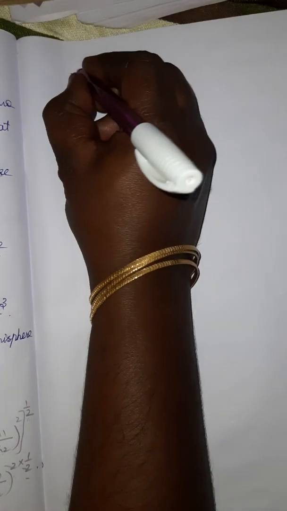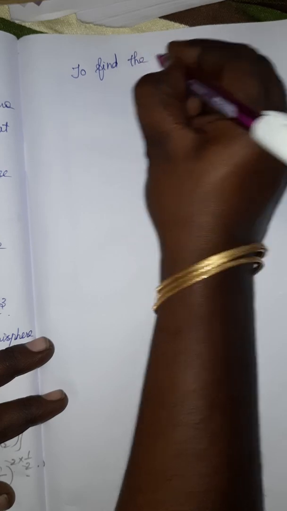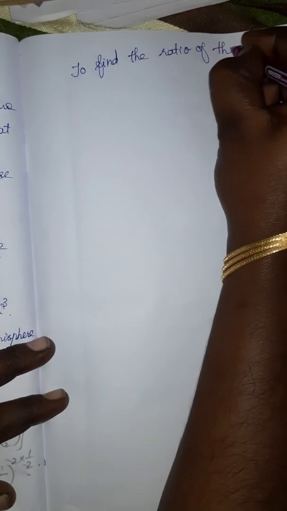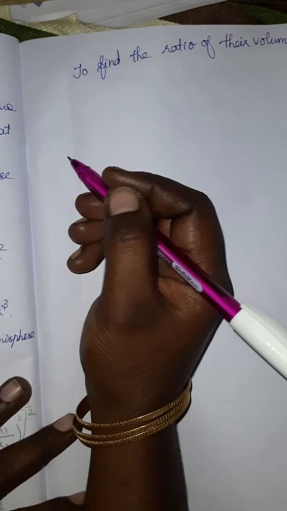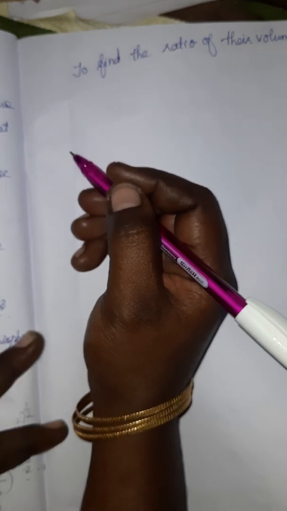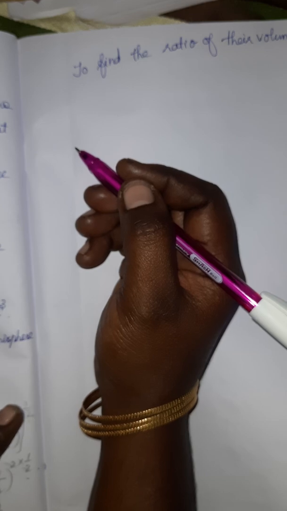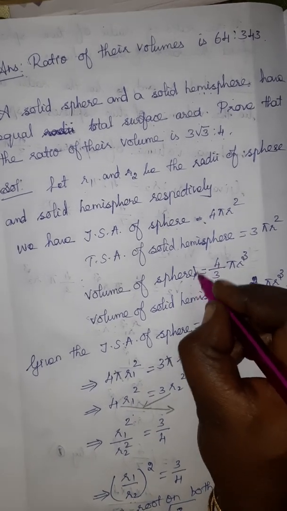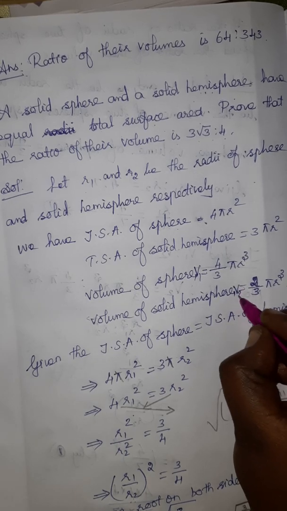Next, to find the ratio of their volumes, what is the formula for this? Volume of the sphere is 4 by 3 pi r cube and volume of the solid hemisphere is 2 by 3 pi r cube. We can consider them as V1 and V2. We did not write in this place, so you write the formula, you write V1, V2.